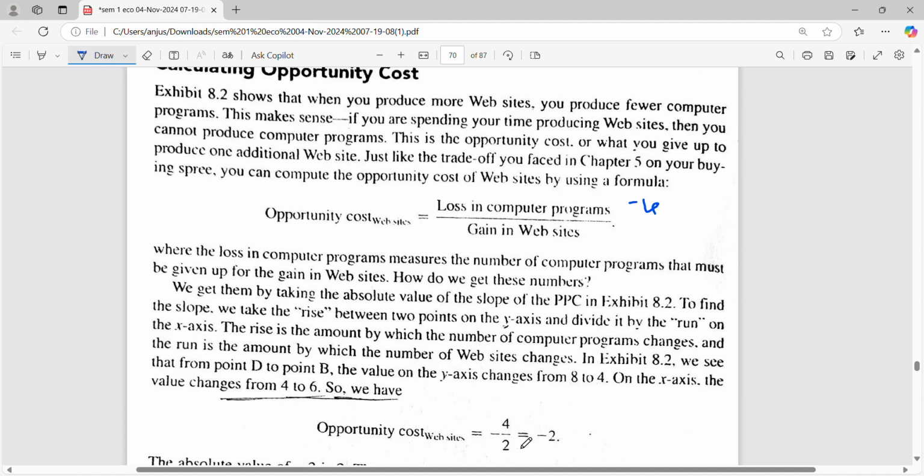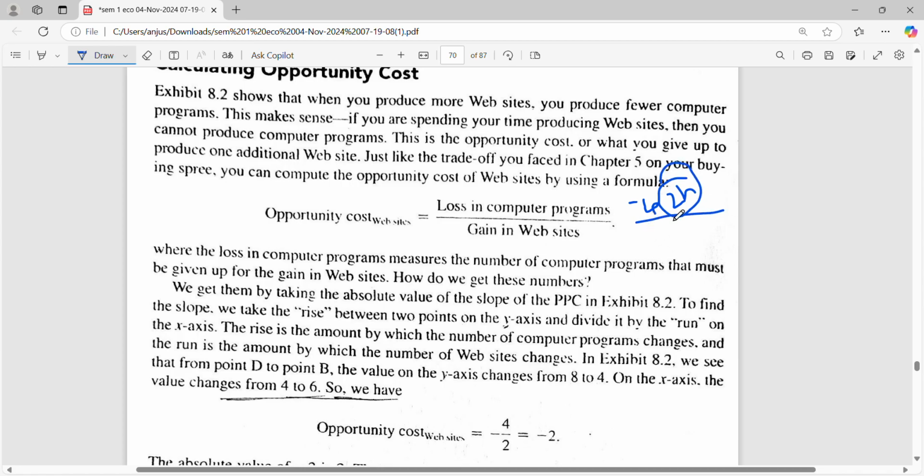You lost 4 computer programs to produce 2 websites, because you need only 1 hour for producing 2 computer programs, right? But you need 1 hour to produce 1 website. So when you are not producing 4 computer programs, that is 4 computer programs means 2 hours, right? 4 computer programs means 2 hours.